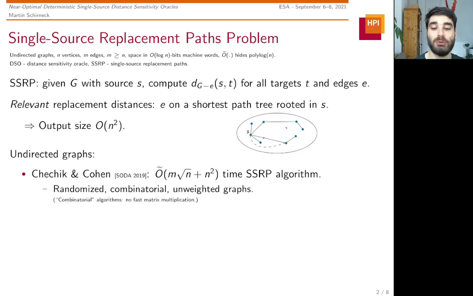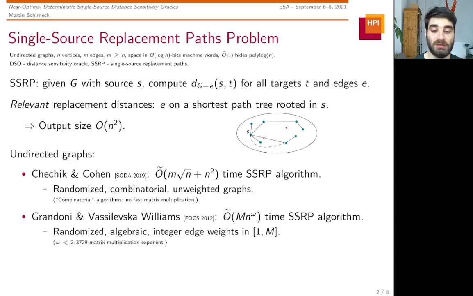And on undirected graphs, which is the setting we are interested in, the fastest combinatorial algorithm is given by Schirneck and Cohen in 2019. It runs in number of edges times square root of the number of vertices plus n squared. It is randomized and works on weighted graphs. If you are willing to use fast matrix multiplication, you can do better than that, as shown by Grandoni and Vassilevska Williams, who gave an SSRP algorithm that runs in capital M times n to the omega, where capital M is the maximum integer weight in that graph.